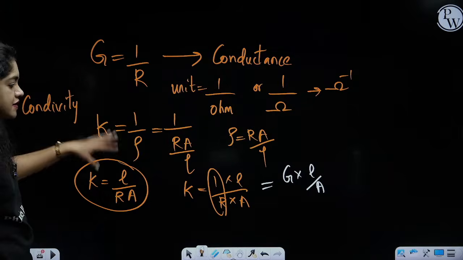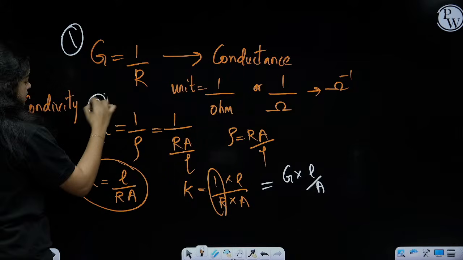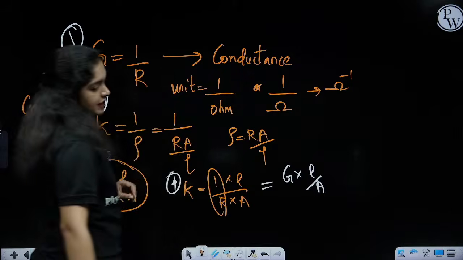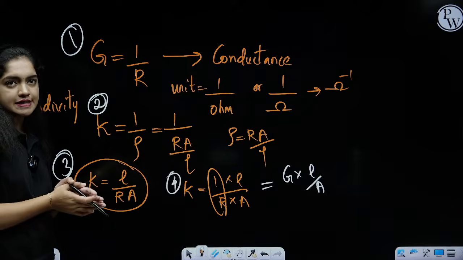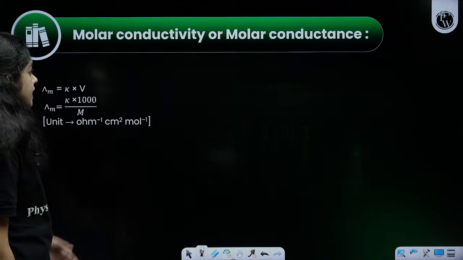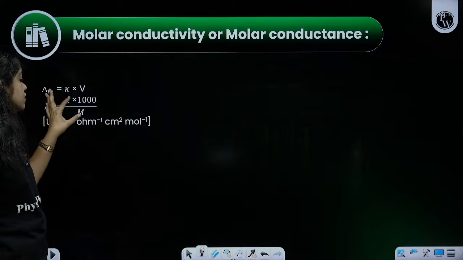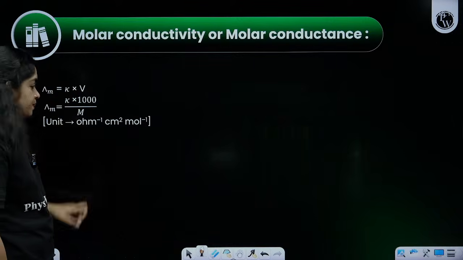So these equations are very, very important. I will mark the main equation 1, then the second one, third one, and the fourth one. These are very important equations related to conductance and conductivity. Learn them, they will be very useful for your final exams. Molar conductivity is given by the equation K into V, and K into 1000 by M, the volume in liters, so it is converted into 1000 by M.